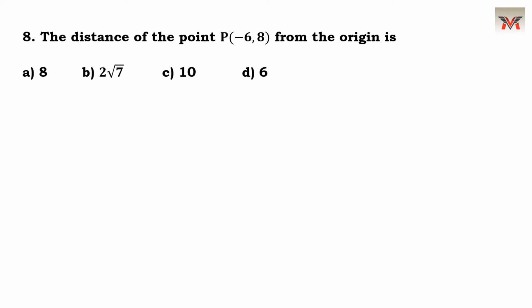The 8th question is, the distance of a point P from the origin is. Observe here that they have given that from the origin. So what is the coordinate at origin? You already learnt about it. It is 0, 0. Correct? So what's the distance of the point P from the origin?